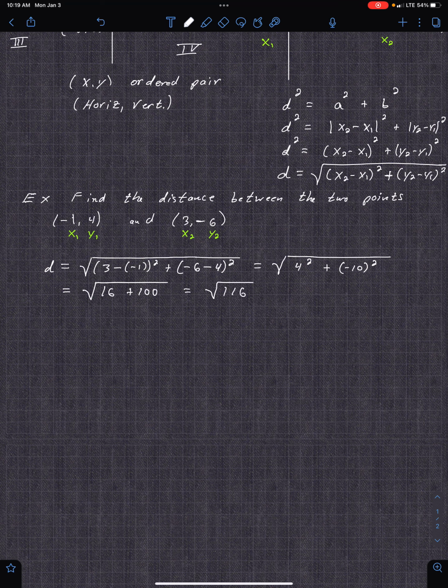And that's okay, but that's not good enough. We want to simplify this down to an exact form. This would take some trial and error. You could just start dividing by 2, but that's actually 4 times 29. And so you can take out that perfect square, which is a 2. So it's 2 root 29. And that's the exact form we want right there. We call that exact.